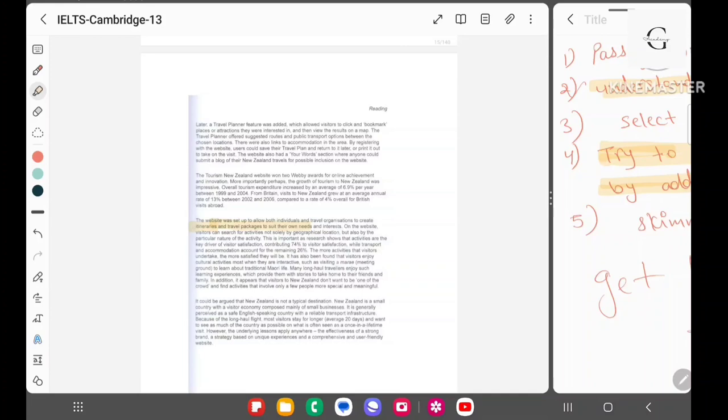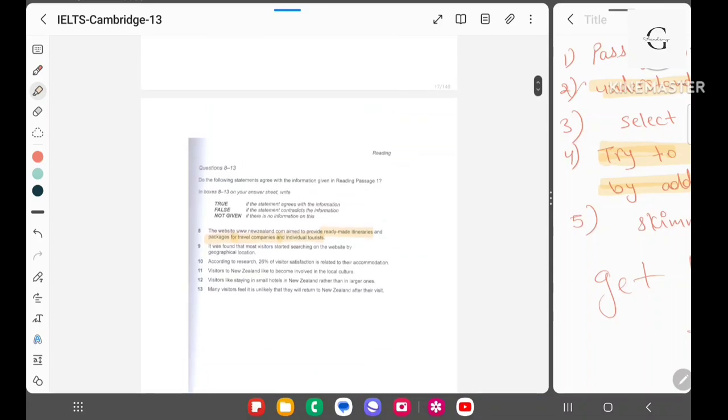The website was set up to allow both individual and travel organizations to create itineraries and travel packages to suit their own needs and interest. So what do you think? Are these ready-mades? No, because it's clearly written there. They create itineraries and travel packages to suit their own needs and interests. So it means my 8th answer is false, because it was not ready-made, it was created by themselves. Okay, let's do the 9th one.